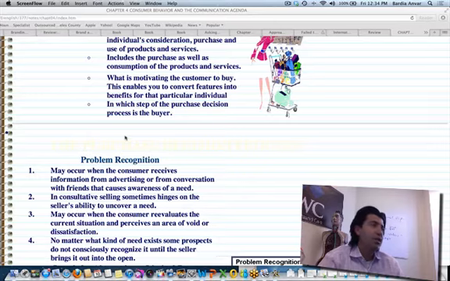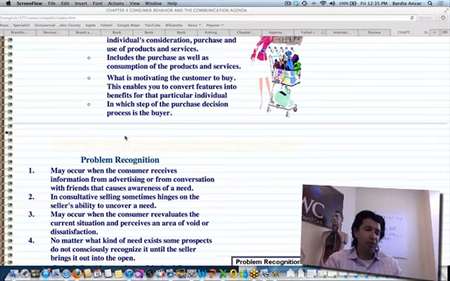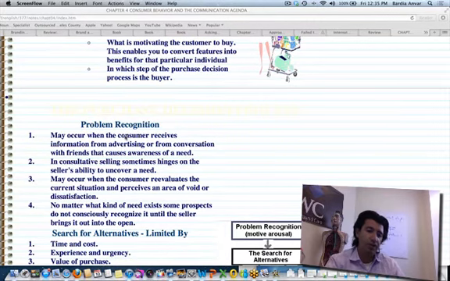Now, when we go to a nursing home, their problem may be very different than another nursing home. And it may be a nursing home that we're already in. So the real job in consultation selling is identifying a need, uncovering a need that we can fulfill. So sometimes we're like a chameleon, changing our colors in terms of what the needs are. Sometimes you may do it by asking questions, developing relationships, and that's when the needs start to come out. So it may occur when the consumer reevaluates the current situation and perceives an area of void or dissatisfaction.